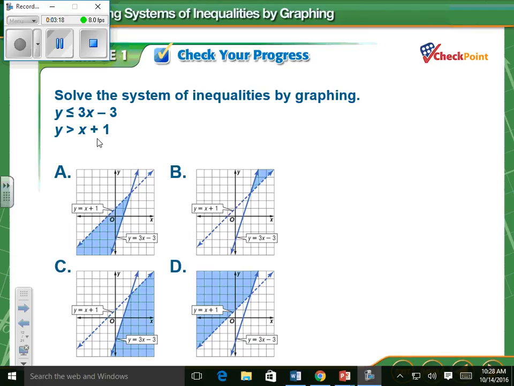Here, I'll let you take a minute, pause the video, and solve this system of inequalities by graphing. Which one would be the correct answer for the overlapping shaded region?